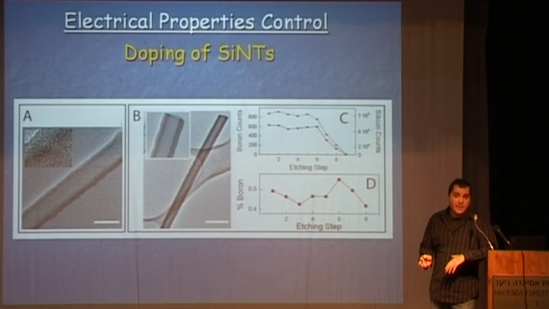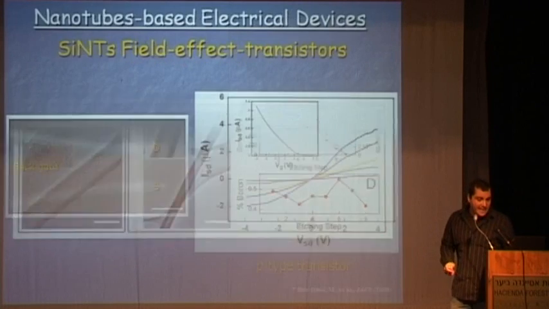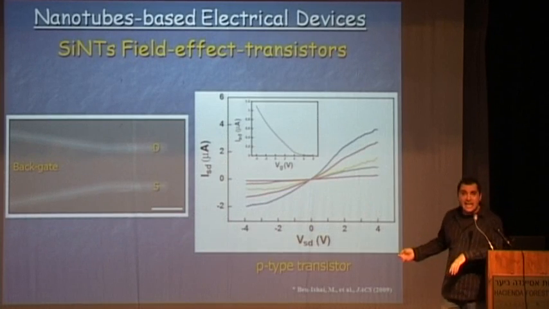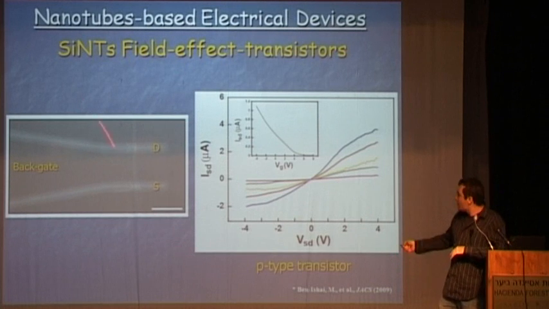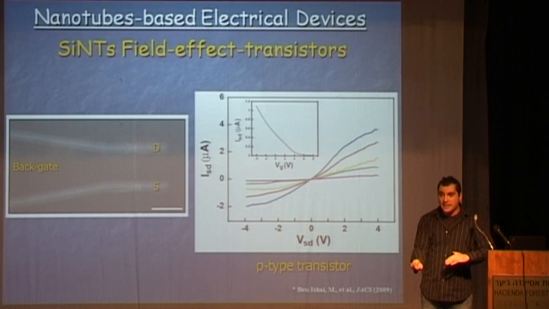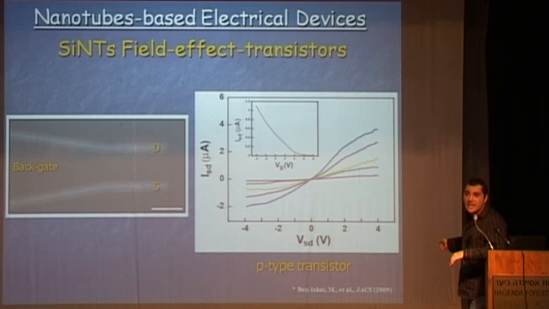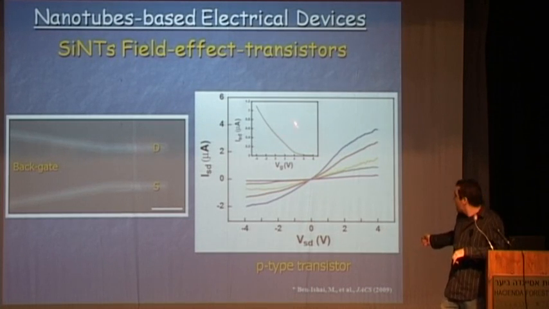So those nanoscale materials will be excellent candidates for the fabrication of electrical devices, and we can see here a nice field effect transistor. We see the nanotube, silicon nanotube, doped with boron, two electrodes, source and drain. We use the gate electrode, the wafer itself, what we call a back gate, and we can see the electrical response of this field effect transistor. It behaves as a P-type transistor. Negative voltages lead to higher currents.